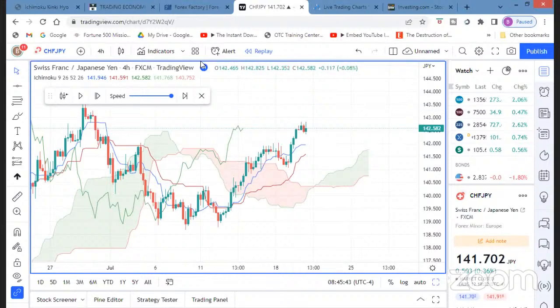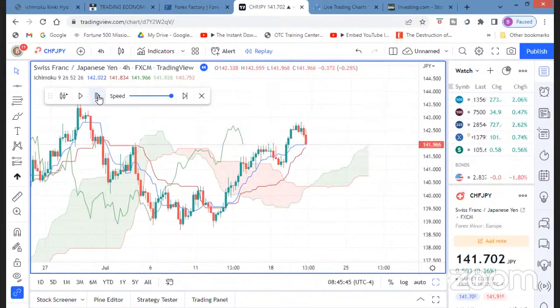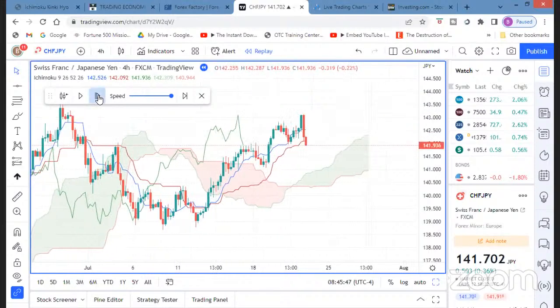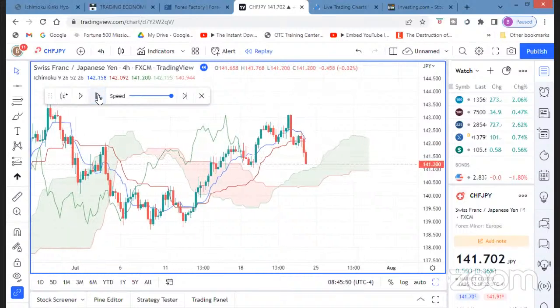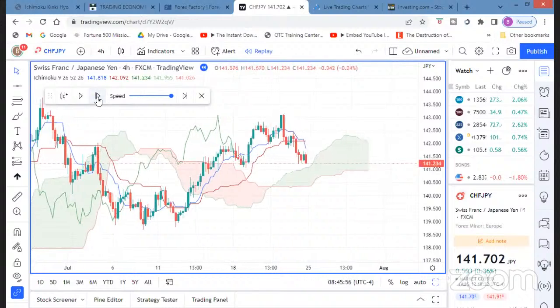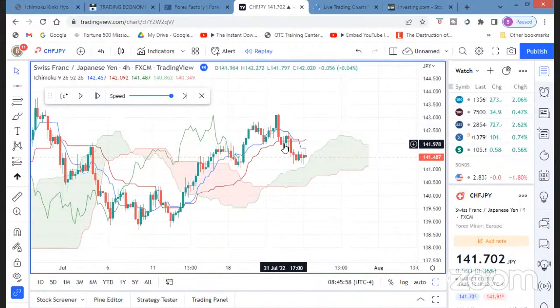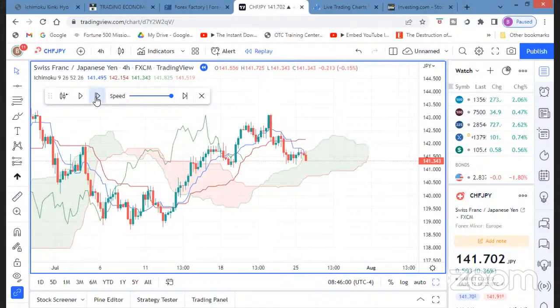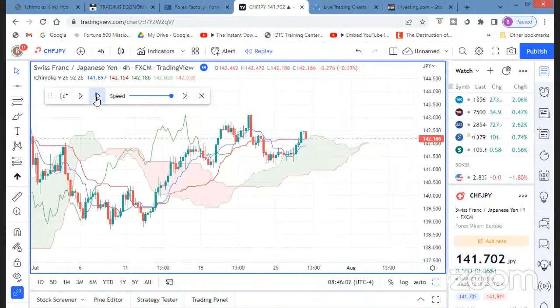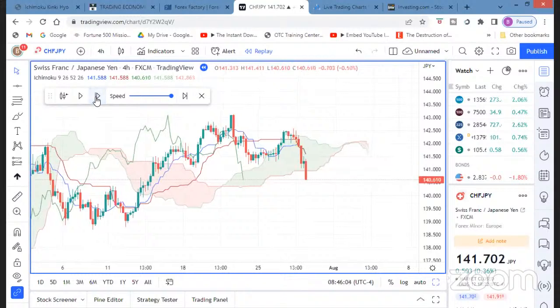But if you come here and just look at the price action on your replay, right? See how that's starting to converge? Okay. Have you found with your experience that it's more accurate in long-term trading as opposed to scalping?